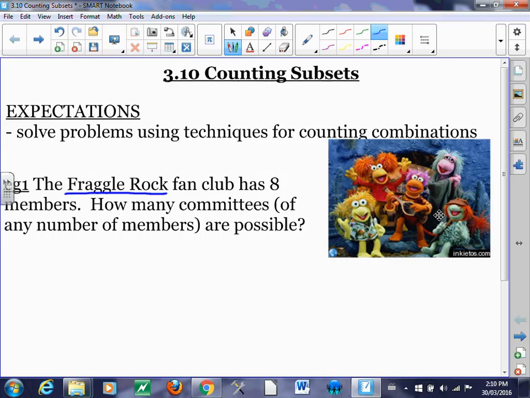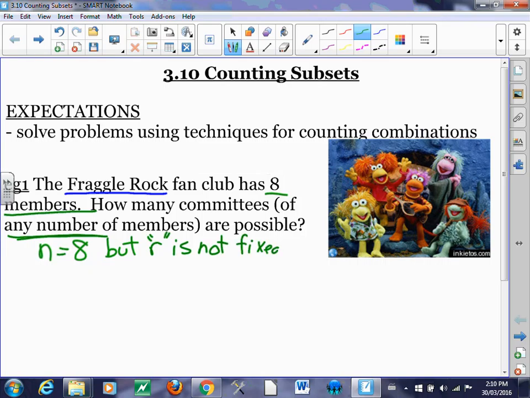So here's the example. The Fraggle Rock fan club has 8 members. How many committees of any number of members, and that's where that R is not fixed, are possible? So what do we know? We know N equals 8 because we have a total of 8 members. But for R, normally we say we want 4 members or we want 3 members. But R is not fixed. So you have to take a look at each case. Okay? So let's do that.